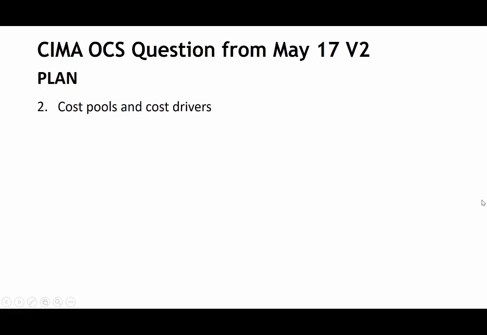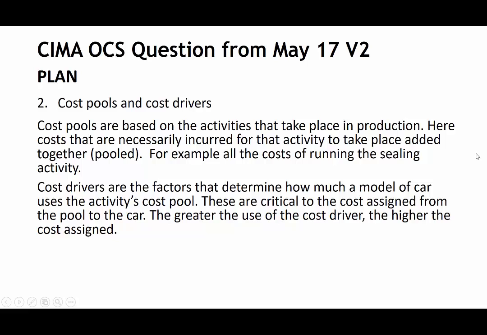Next ones, cost pools and cost drivers. Cost pools are based on the activities that take place in production. Here, costs are necessarily incurred for the activity to take place and pooled. For example, all the costs of running the sealing activity. Then we've got the cost drivers. These are the factors that determine how much a model of car uses the activity's cost pool. So they're critical to the cost assigned from the pool to the car. The greater the use of the cost driver, the higher the cost that will be assigned.